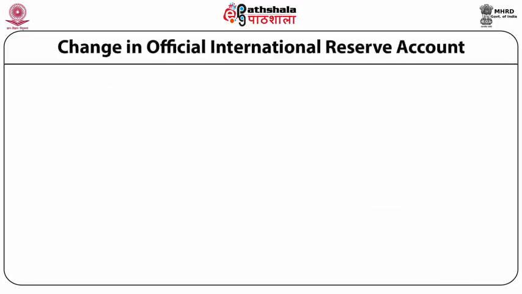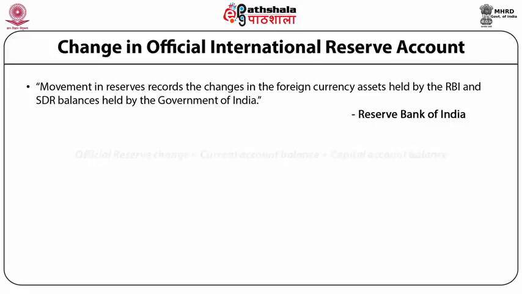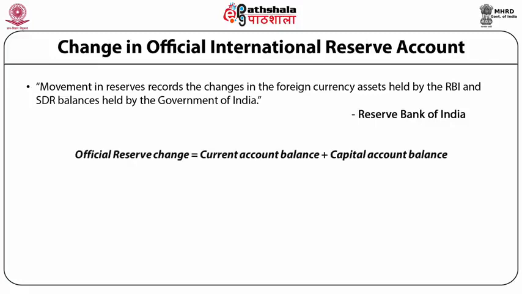Changes in official international reserve account. As per RBI, movement in reserves records the changes in the foreign currency assets held by RBI and SDR balances held by Government of India. Official reserve change is calculated by adding current account balance and capital account balance. So we can say that official reserve change is equal to current account balance plus capital account balance.